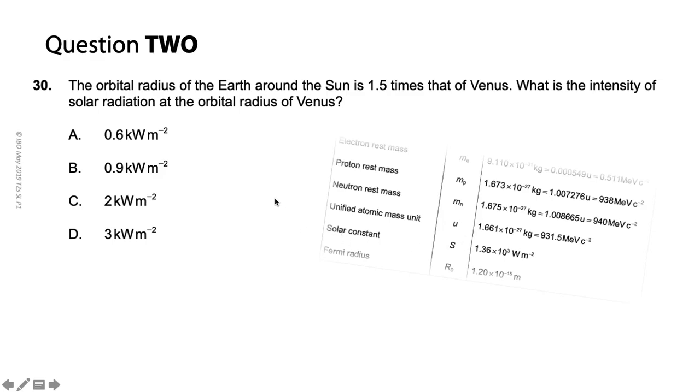That instantly eliminates A and B because they are less. So is it going to be 2? Is it going to be 3? Well, it's 1.5 squared multiplied by 1.36. Don't forget you don't have a calculator in this. You're not expected to do complicated calculations. But 2 is too little. It's going to be greater than that, because over 2 times 1.36 is going to be greater than 2. So the actual answer works out to be about 3.06. So 3 kilowatts per meter squared is by far the best answer.